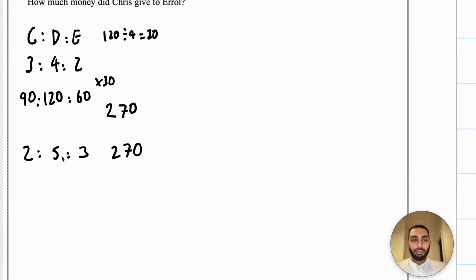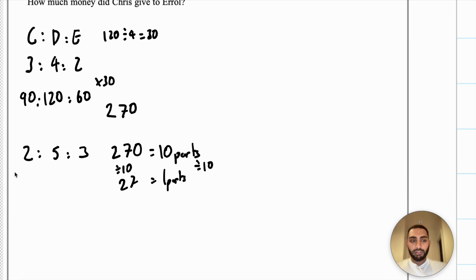We have 2, 5 and 3 parts. If we add up all of those together, 5 add 3 is 8 and 8 add 2 is 10. That means this 270 is equal to 10 parts. What would one part be worth? On the right hand side, we've divided by 10. On the left hand side, we also need to divide by 10. So that would just give us 27. So we can work out each of these.